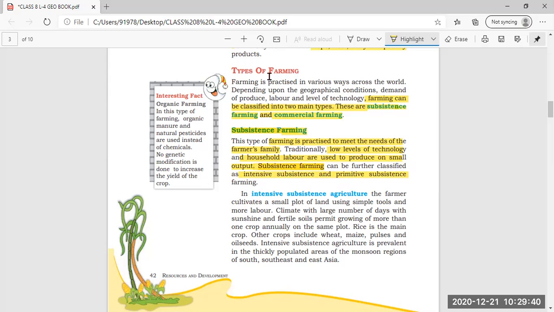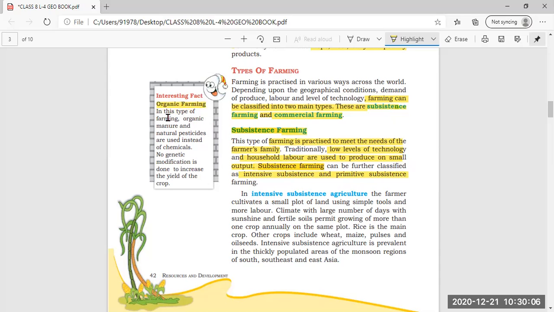So, first of all, types of farming are divided into two: subsistence and commercial. Then, subsistence is divided into intensive and primitive. Now, what is intensive, what is primitive? We'll understand it more clearly. Before that, an interesting fact you should know is organic farming.